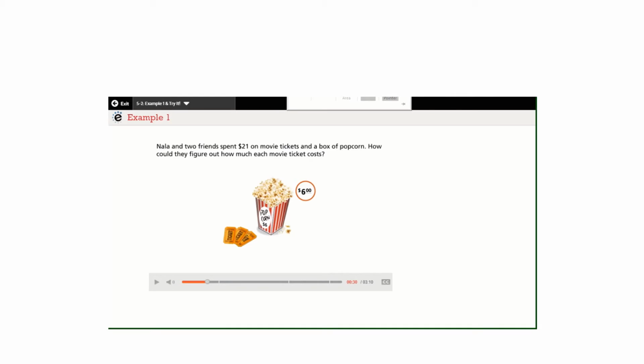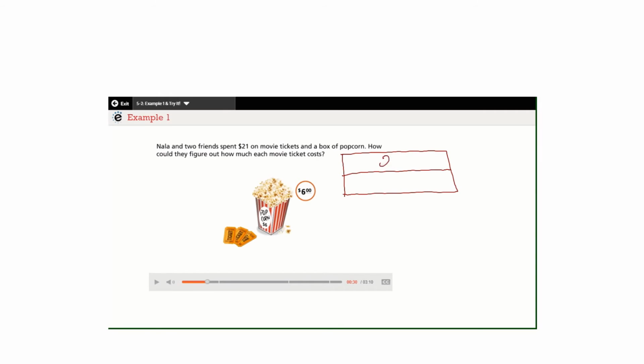Now, if we wanted to represent this situation in a bar diagram, we can draw 2 bars. The top one will equal our total. In this case, our total is 21. In our bottom bar, we have to figure out what we need to split it into. So here, this will represent our $6 for the popcorn. And then we know we have 3 movie tickets, so we can separate the other part into 3 parts. Now I can put M in to represent movie tickets.